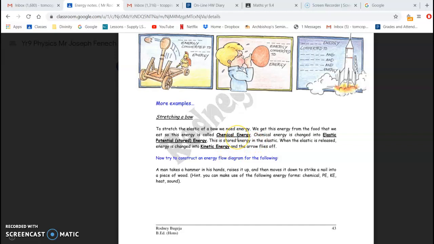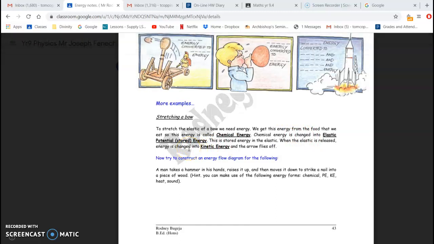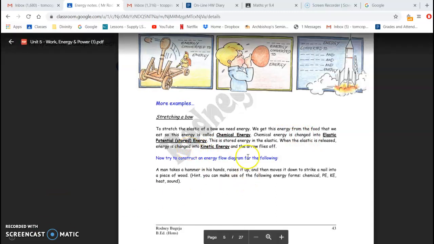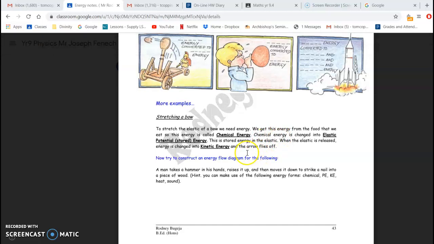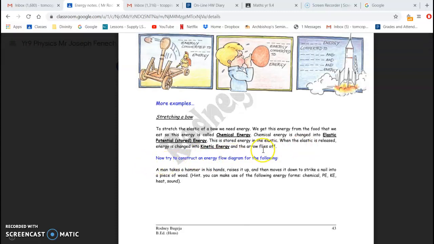First is chemical energy from the food we eat. Then that chemical energy is changed into elastic potential energy when we pull the bow. Then that stored energy from the bow, when you release the elastic, is changed into kinetic energy, because then the arrow flies off, so it's moving. So that is kinetic energy. So you see how it changes from one energy state to another.